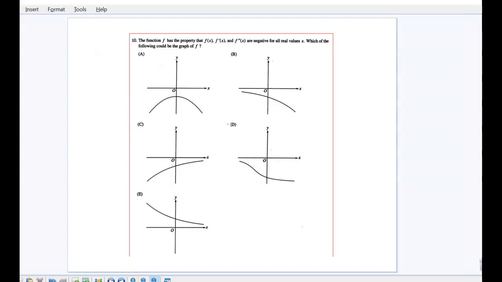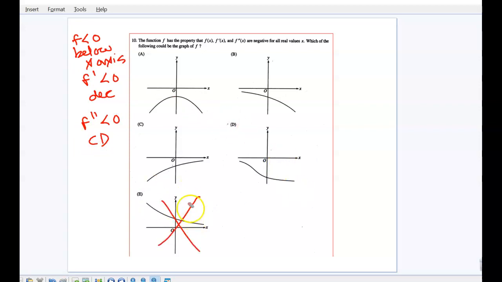Okay, here's a multiple choice question from one of the AP exams. It says the function f has the property that the function, the derivative, and the second derivative are all negative. Which of the following could be f? Okay, so let's think about what this means. If my function is less than 0, that means the graph is below the x-axis. If f prime is negative, it means the graph is always decreasing. And if the second derivative is negative, it's always concave down.